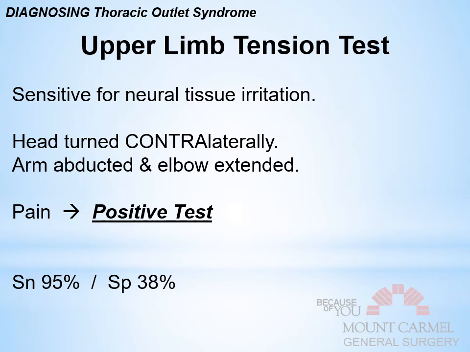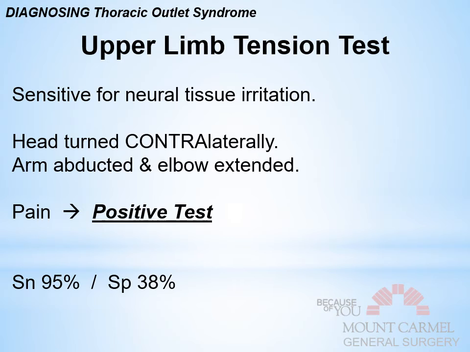Okay, finally, there's this thing called the upper limb tension test, okay? Now this is particularly sensitive for the neuro tissue, and it's important because if you're really trying to clinically bear down on which test to get next, if this is positive, you might be more inclined to steer the patient towards EMG, which we'll talk about a little bit later. But anyway, this is more sensitive for neurotissue irritation.